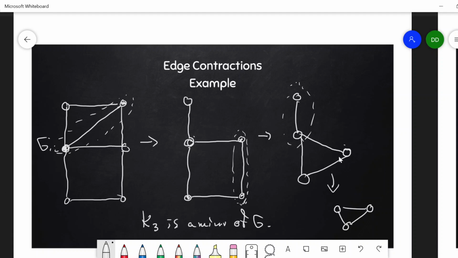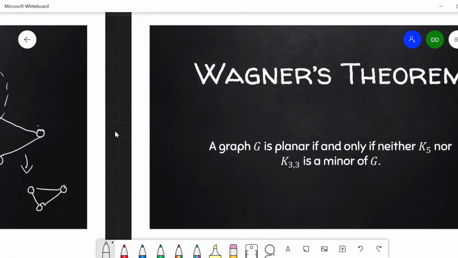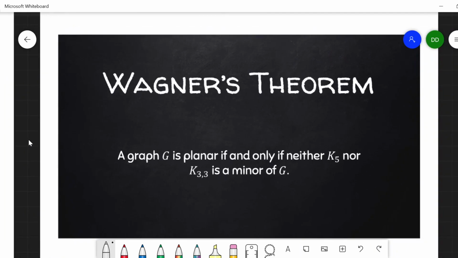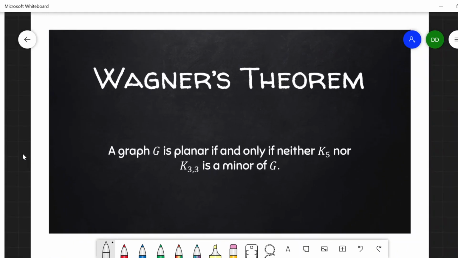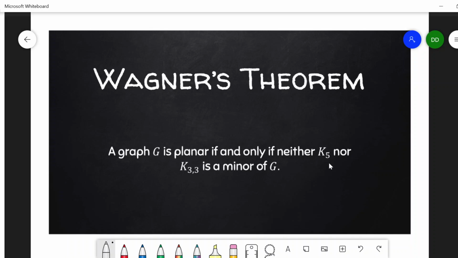Just being a subgraph, you're also a minor of a graph. You can remove vertices, you can remove edges, but you can also do this new operation on the vertex and edge set of contracting edges. So this gives us one more characterization of planar graphs: neither K5 nor K33 is a minor of G.